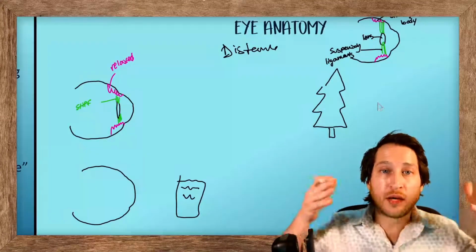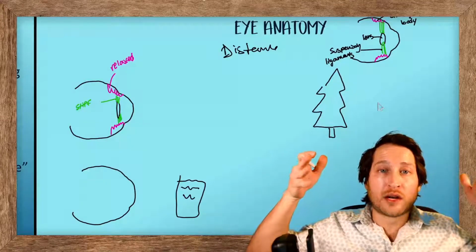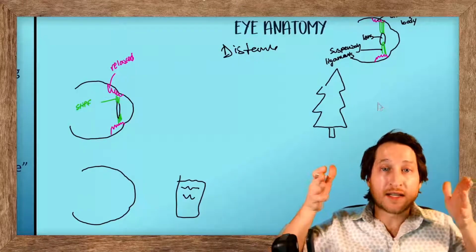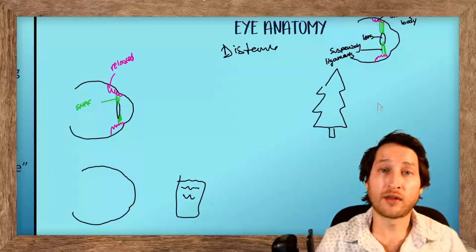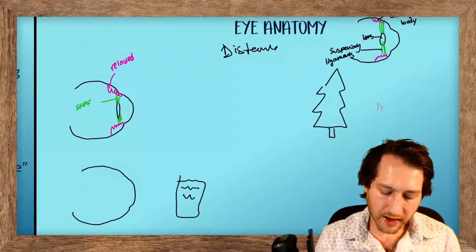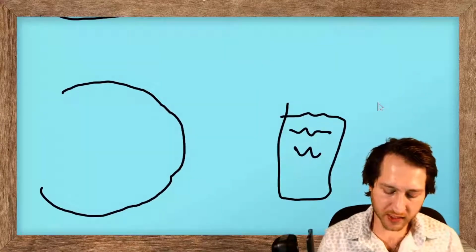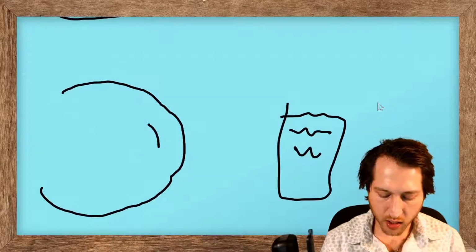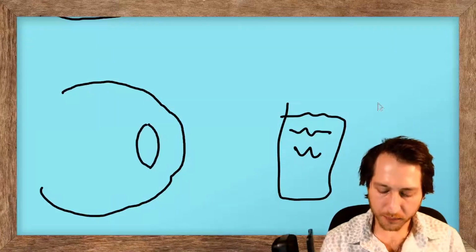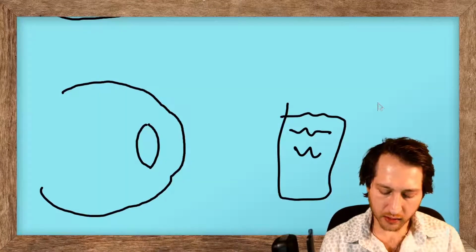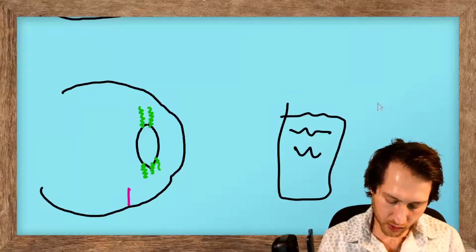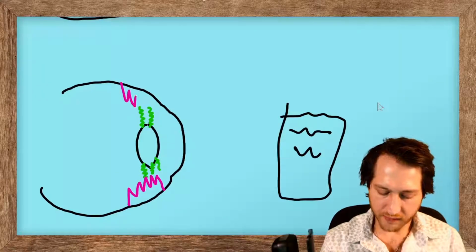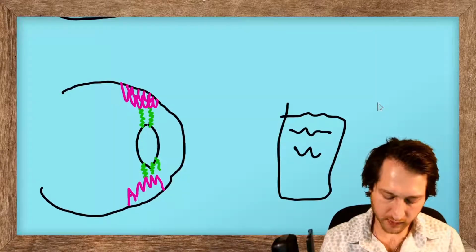So in order to focus on something close, not only do we have to change our eyes and basically point them inwards towards this close object, that's part of the accommodation reflex, but we also have to change the shape of this lens. So essentially what we want is the lens to be more convex and rounder. So that's going to require those suspensory ligaments to relax so they're not pulling on the lens. And that's caused by contraction of the ciliary body and ciliary muscles.